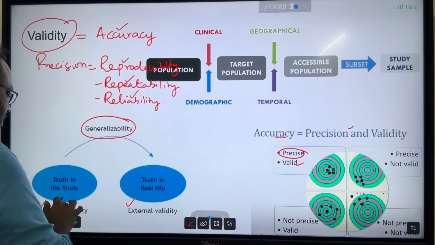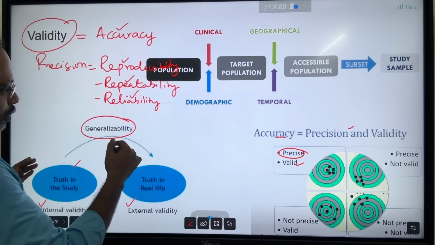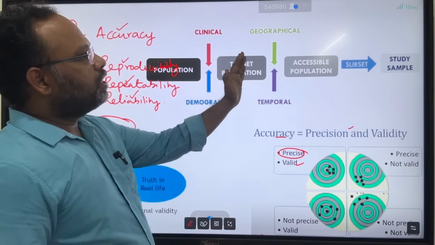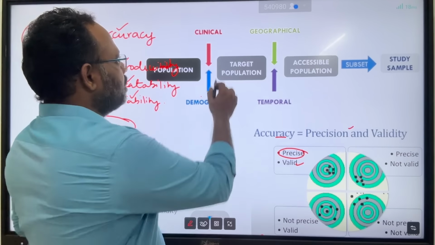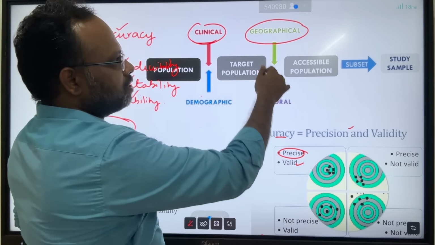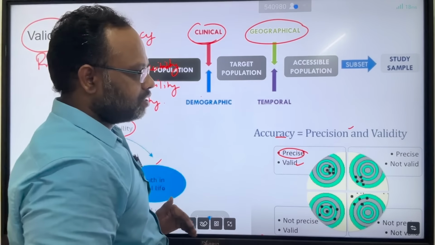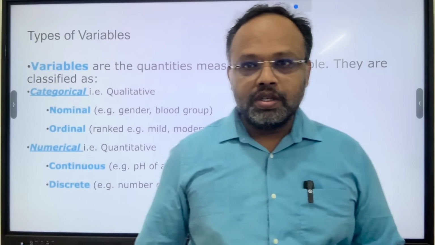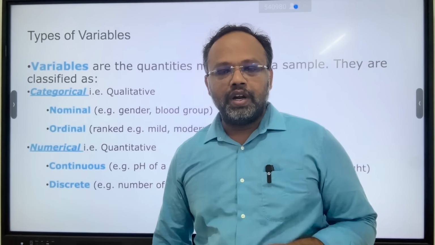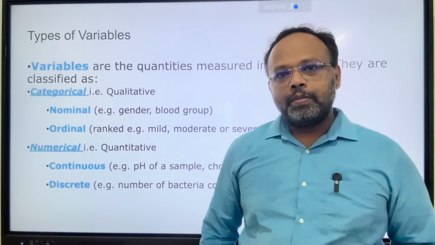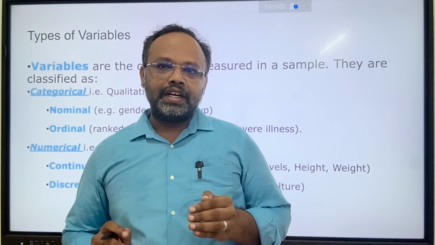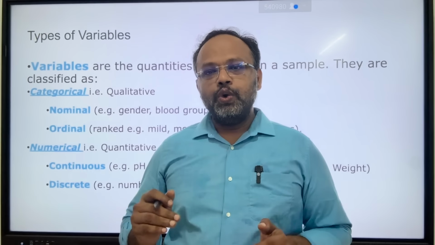Then we have the validity, that is internal validity and external validity. That is, truth within the study is called as internal validity and truth within the universe is called as external validity. And from the population, how we derive the study sample based on the inclusion criteria and the exclusion criteria parameters, based on the geographical and temporal parameters. Then we discussed about the type of variables, where we had the mnemonic of NOIR, that is nominal, ordinal, interval and ratio. Again, nominal and ordinal can be broadly put up under categorical variable. Interval and ratio, discrete and continuous variable, can be put up under numerical variables.